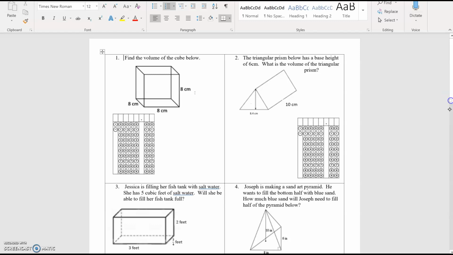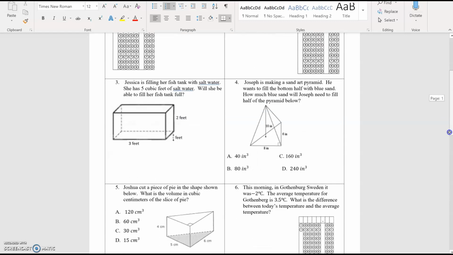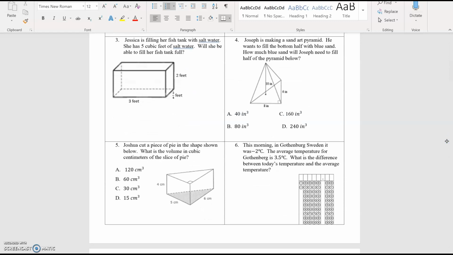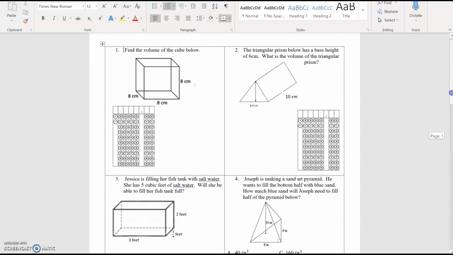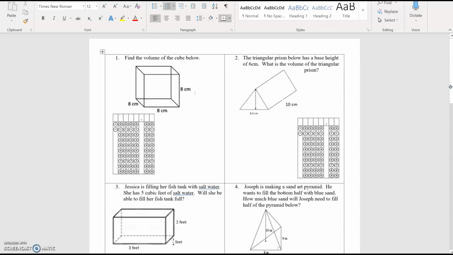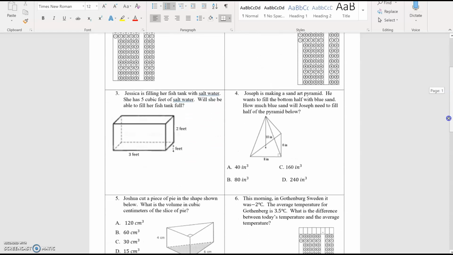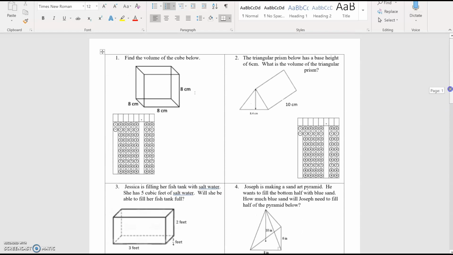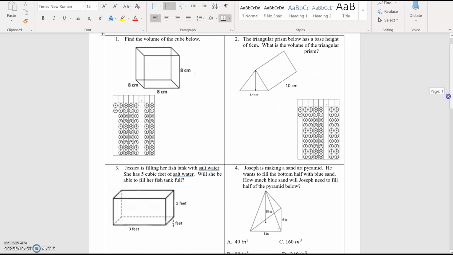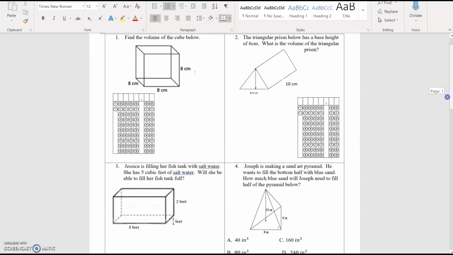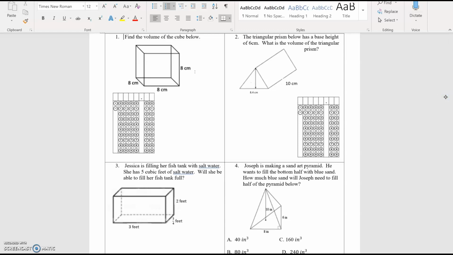A pyramid is where all of the sides come up to a tip. So like, for example, this one on number 4, all of them come up to one point, okay? So from there, we're going to use our T-chart to go ahead and solve for volume. So number 1 and 2 are pretty straightforward. I'll go ahead and look at number 2 with you guys.